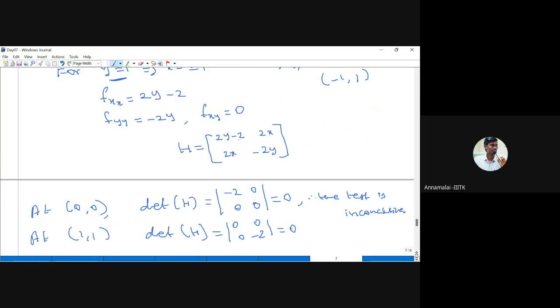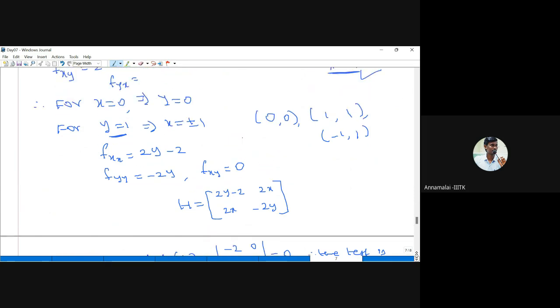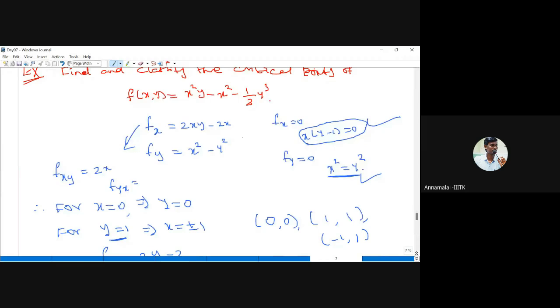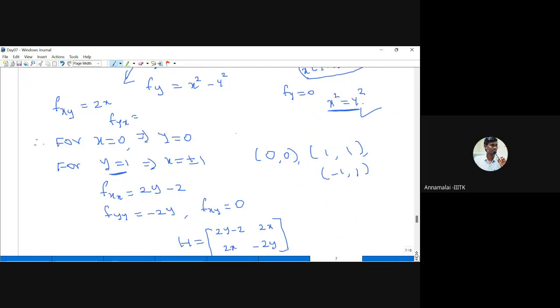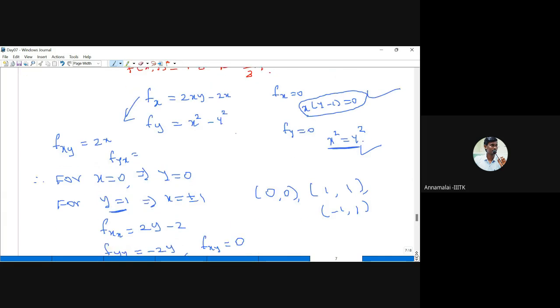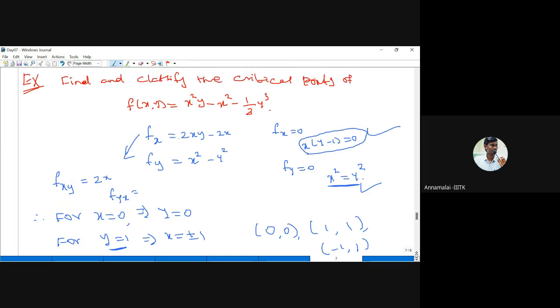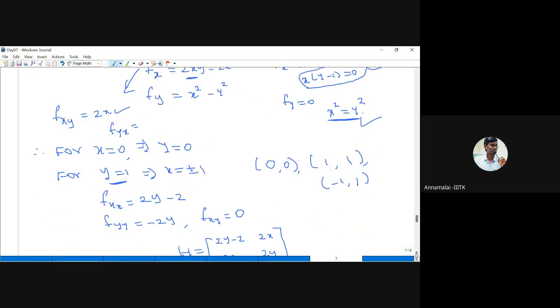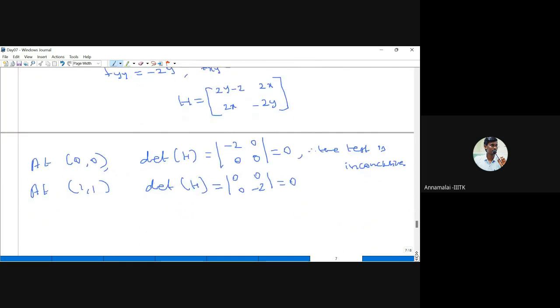So I am correct. It's 2x or 2y? 2x only, because fx is correct. If you differentiate with respect to y, then you get 2x, right? Fxy, yes. It's not minus 2x, it's 2x only. So now, anyway, this is correct.